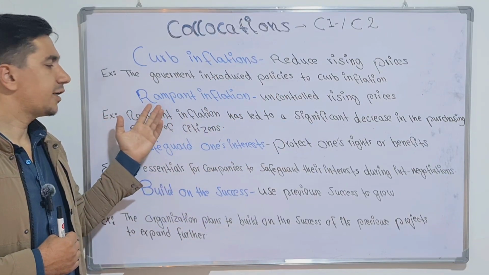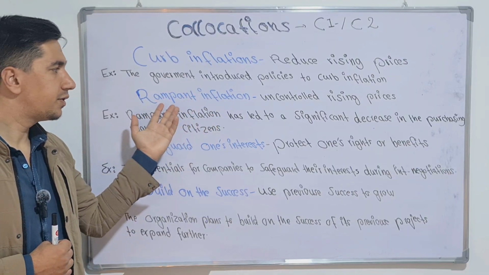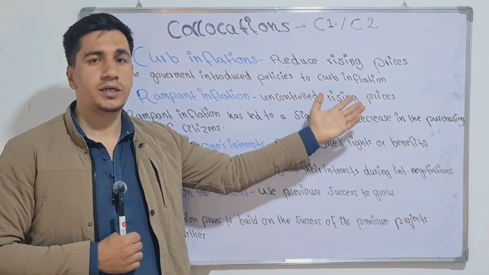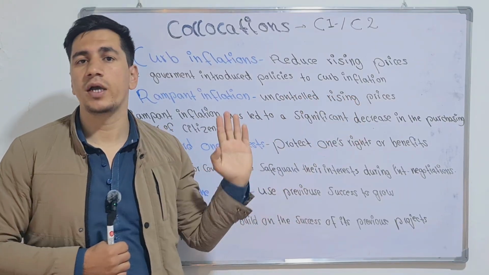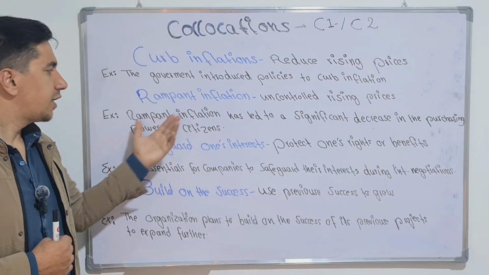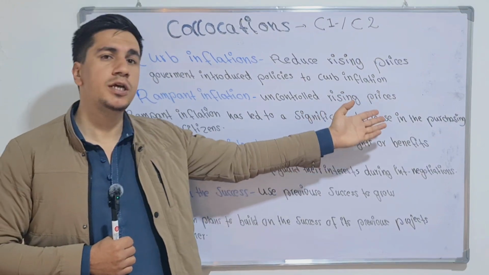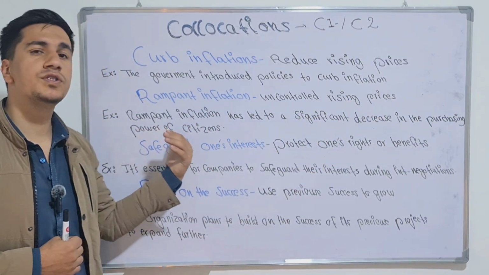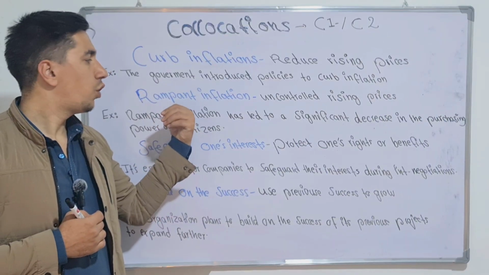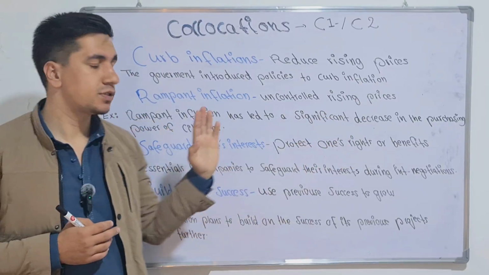So the second collocation we have is rampant inflation. Rampant inflation means uncontrolled rising prices, simple and easy, right? So we have an example: rampant inflation has led to a significant decrease in the purchasing power of citizens, simple and easy, right? This is the example of rampant inflation, which means uncontrolled rising prices, simple and easy.